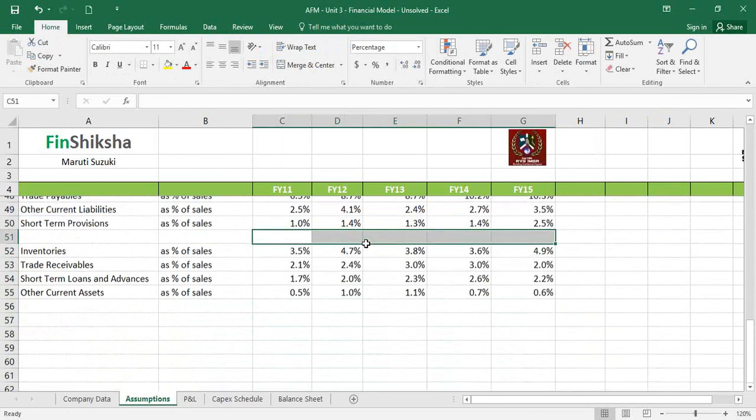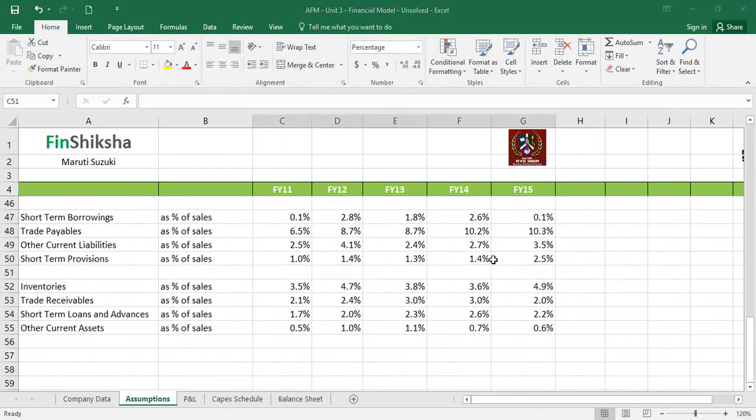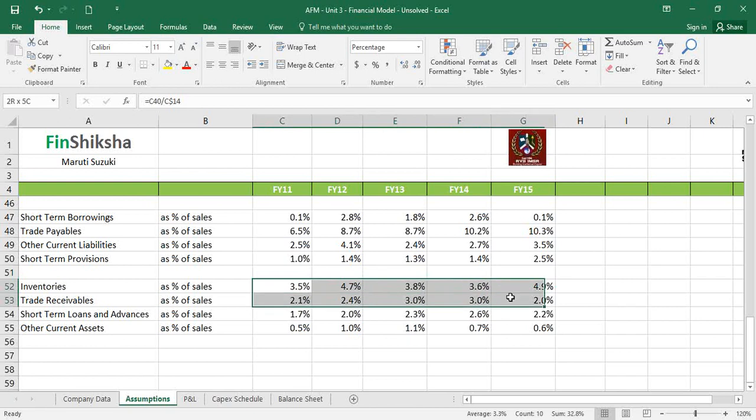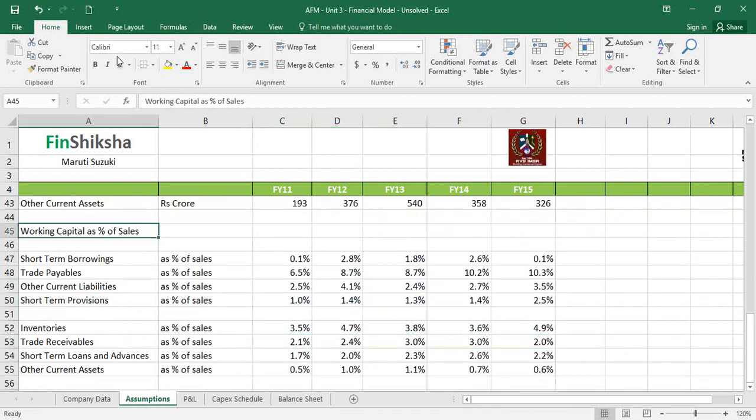Now, do we identify some trends? If you look at payables, payables are typically about 10% of sales for the company. If you look at inventories, inventories hover between 3.5 to 5% of sales. Receivables are close to about 2% of sales. Now, these numbers can subsequently be projected in terms of trying to find out what is working capital as a percentage of sales. If we identify that the company has maintained certain numbers at certain levels, then it's simple to project those in the future.